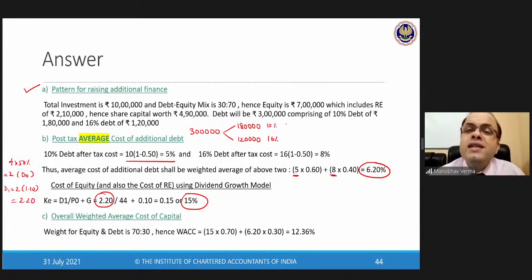So what is the percentage? Out of 3 lakhs, you have 1,80,000. Isn't it 60% weightage? And 1,20,000, isn't it 40% weightage? Can we multiply that weightage with the respective after-tax cost, 5 and 8? So 5 into 60% gets 3, 8 into 40% gets 3.2. You add them up, you get 6.2%. Shrisha, I hope this is clear now.